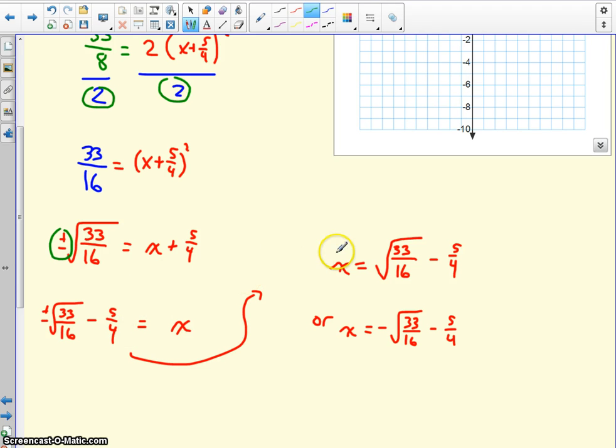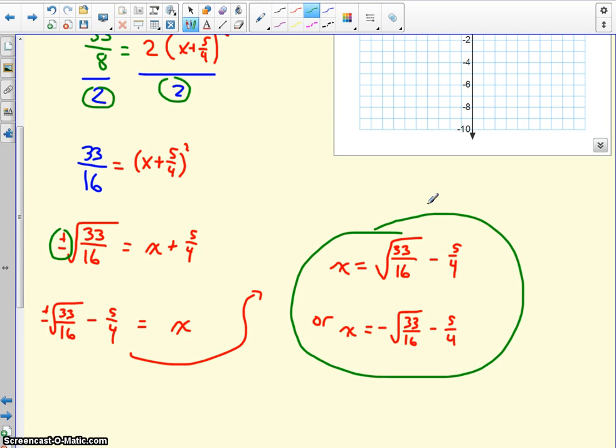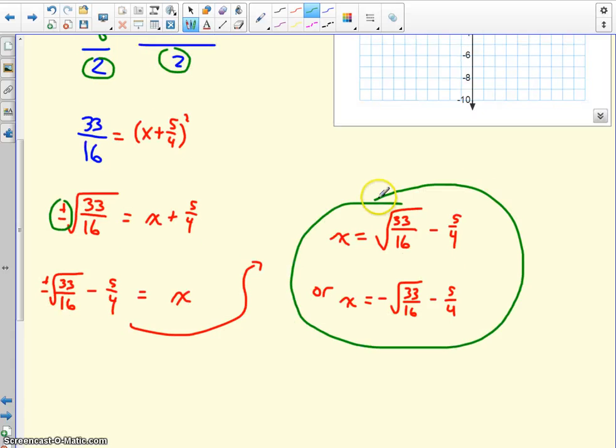So I wind up with two possible solutions, one at x equals the positive root of 33 over 16 minus 5 quarters, and one at x equals the negative root of 33 over 16 minus 5 quarters. So these are about as ugly looking x-intercepts as you could possibly get for an equation, but again, they're perfectly valid. They're just not nice looking. They're just not nice integers or nice fractions.